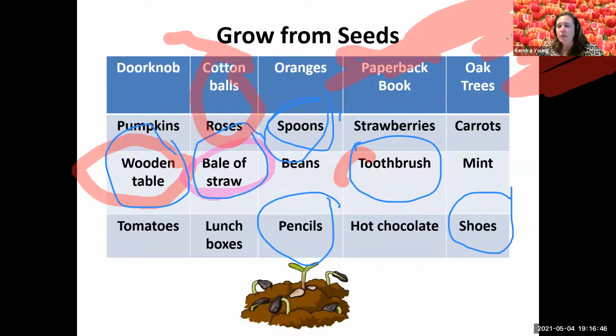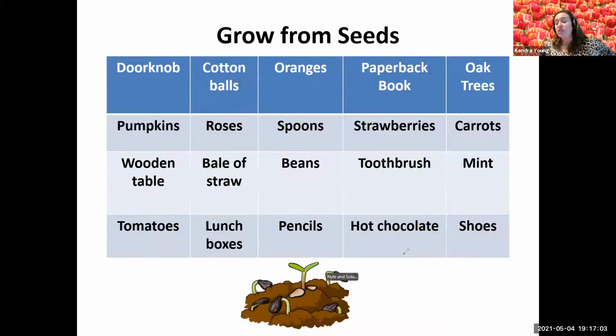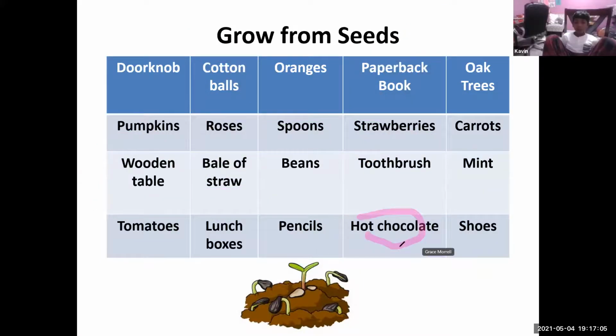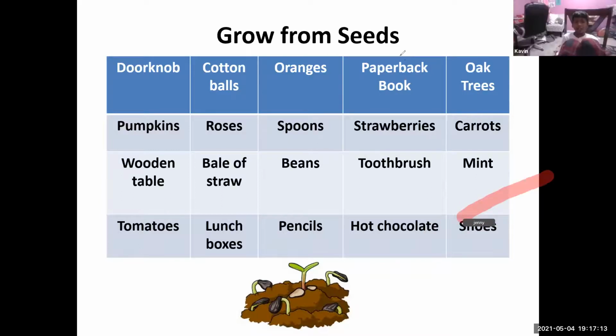Depends on what kind of spoons. Most spoons, I would say no. And so I think you guys got those. Hot chocolate, yes, because remember, they come from the cocoa bean. So yeah, all right. And pencils also come from trees too. Wait, lunch boxes are metal. I didn't say lunch boxes. Yeah, didn't say lunch boxes are made of metal. Shoes are not made of metal.